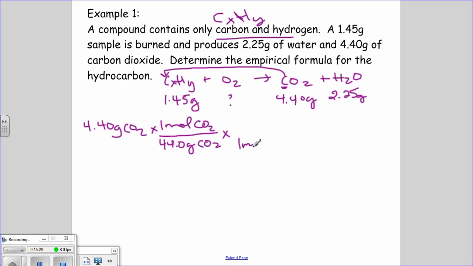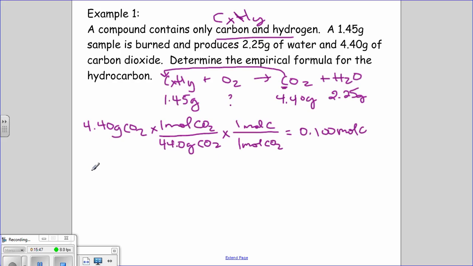So here's my mole ratio. 1 mole of CO2 has 1 mole of carbon in it because it's got 1 carbon in it. So here I get to 0.100 moles of carbon. Leave that there for a second. I'll get back to it.